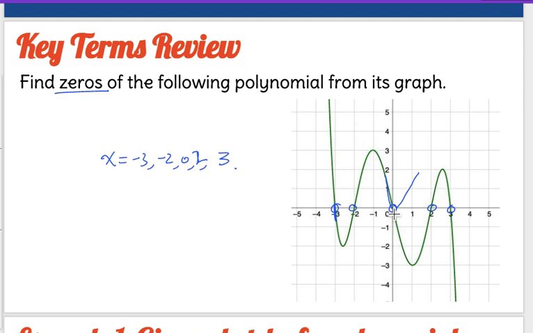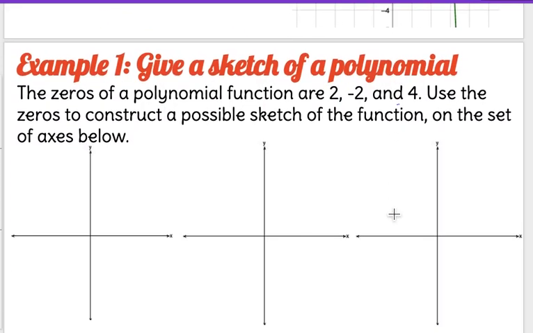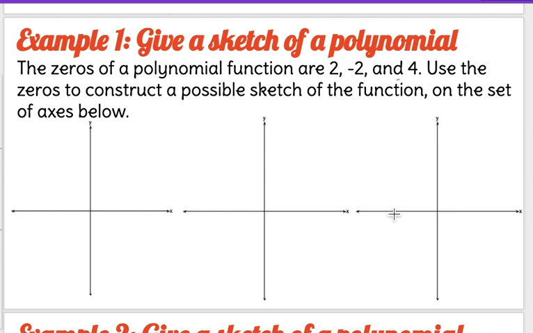So we're going to use this idea to help us create a graph of a polynomial. Let's see the first question here. The first question says the zeros of the polynomial function are 3, 0 here, 2, negative 2, 4. Then we are going to give a possible sketch for the graph. Let's check what are the possible answers we can do.